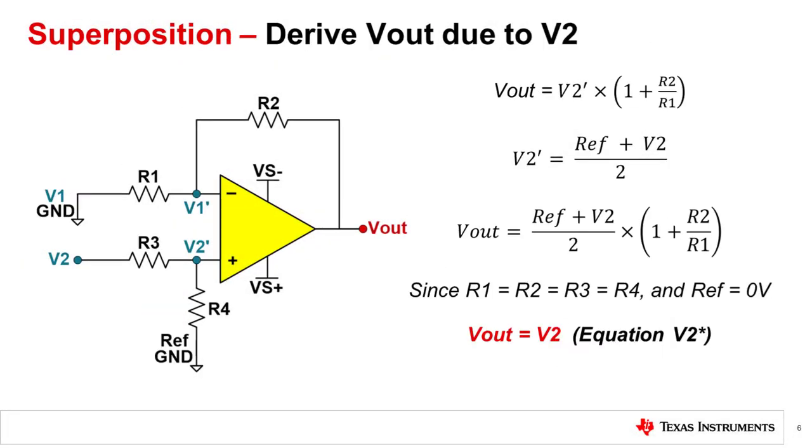Now, let us ground the inverting input V1 and the reference voltage ref and derive the corresponding output equation. We can recognize the circuit as a non-inverting amplifier, so Vout is equal to V2' multiplied by 1 plus R2 over R1. We previously calculated V2' to be equal to ref plus V2 divided by 2. Let's plug this in to V2' in the top equation. Since we assumed all resistors to be equal to each other and we grounded the reference voltage, the output equation becomes Vout is equal to V2. This is the gain looking into the non-inverting terminal. We will name this equation V2 star.